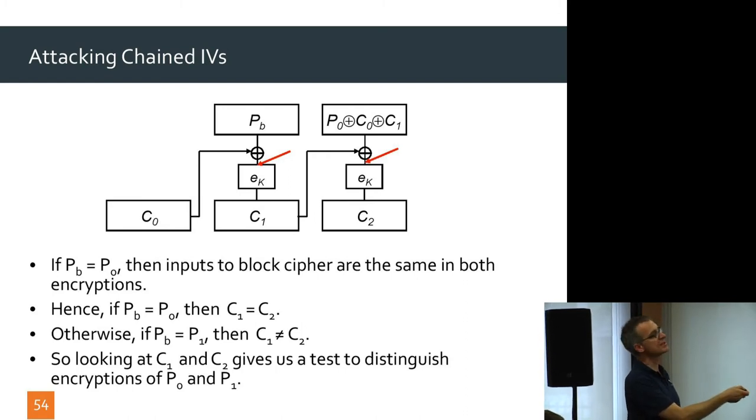So by choosing this carefully constructed block here, if this message was P0, then going into the block cipher is the same block twice over. Block ciphers are permutations. They're fixed permutations.